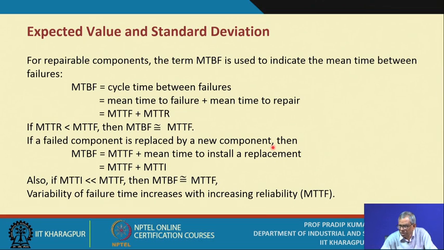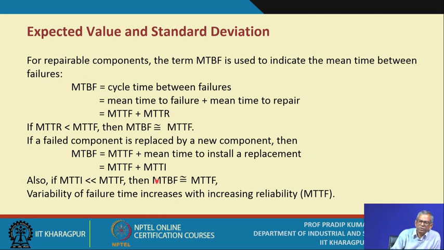If a failed component is replaced by a new component and the replacement time is very less and it is controllable, then MTBF equals MTTF plus mean time to install a replacement. So that means the replacement of a part, not the entire system or entire product. Then it is not called maintenance, it is called basically the replacement.